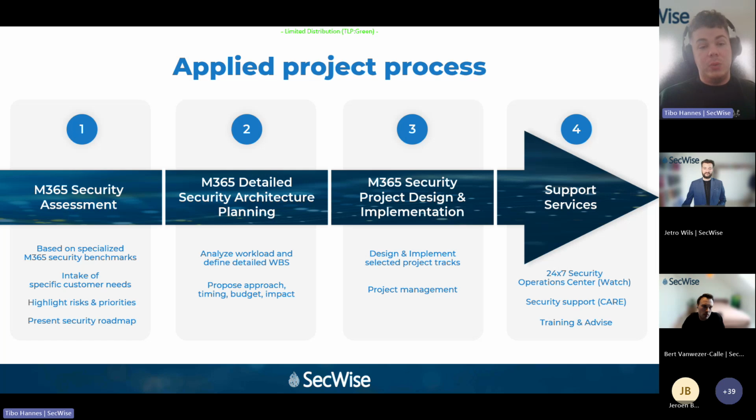In the second phase, we will analyze the workloads and create a detailed work breakdown structure so you can see how much time everything takes. In the third phase, we will implement, and in the fourth phase, we gave them the support services, so the Watch and the Care service, which is our security support.